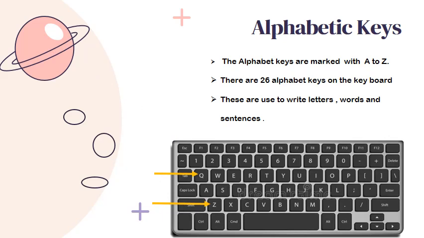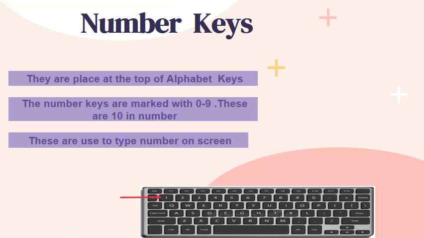Number 1, alphabetic keys. The alphabetic keys are marked with A to Z. There are 26 alphabets on the keyboard. These are used to write letters, words, and make sentences. Number keys. They are placed at the top of alphabetic keys. The number keys are marked with 0 till 9. These are 10 numbers. They are used to type numbers on screen.